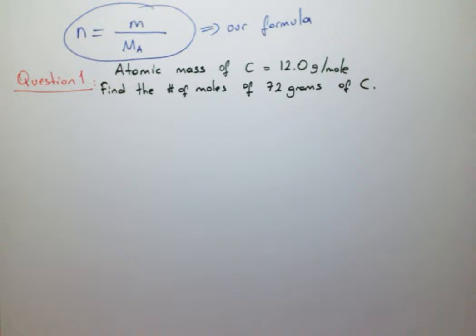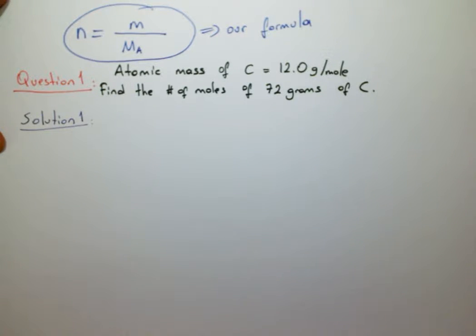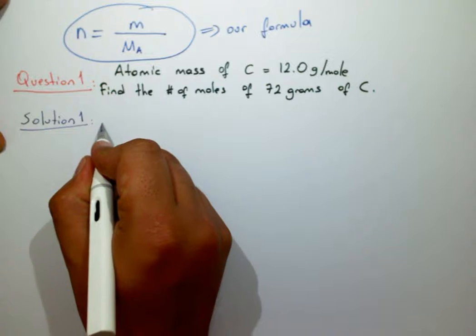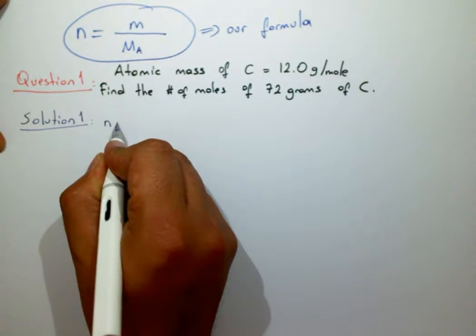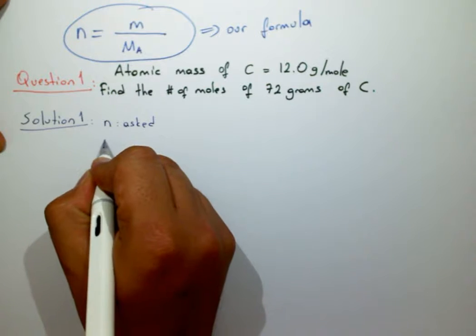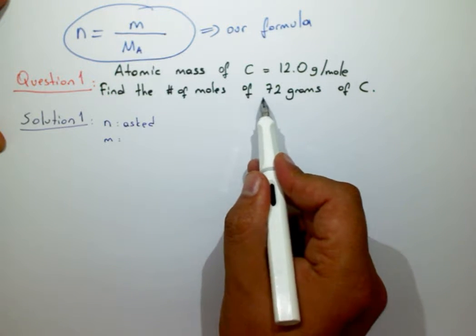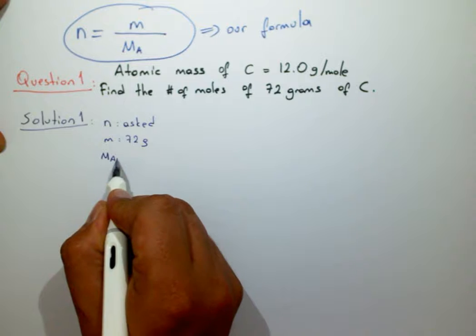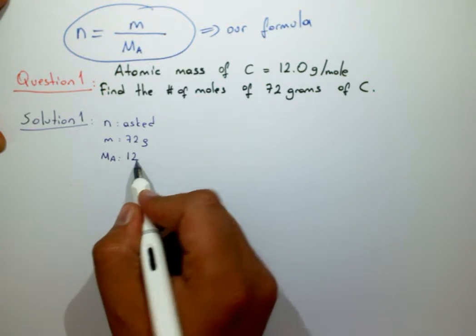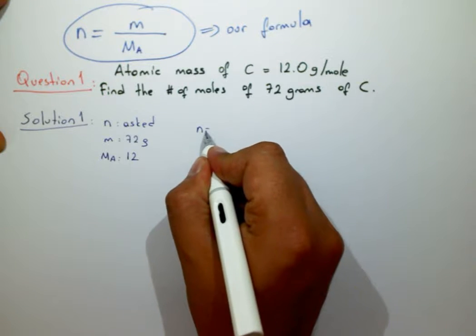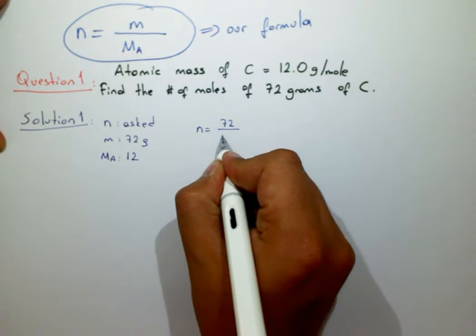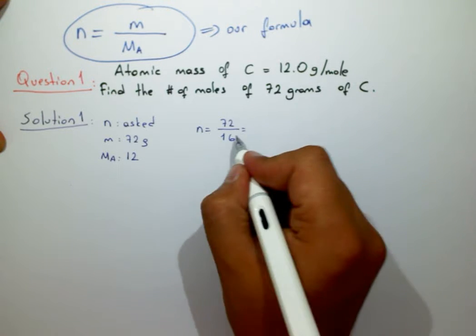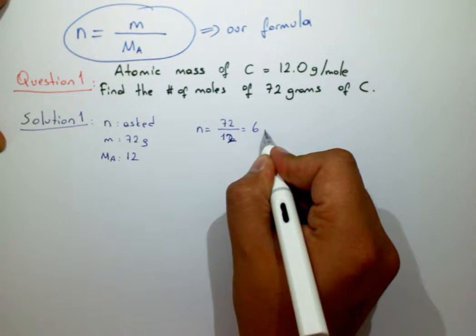The atomic mass of carbon is 12 grams per mole, and we find the number of moles of 72 grams of carbon. What we do here is to identify these letters. n is the number of moles, and it is asked. m is the mass, the actual mass, it is 72 grams, and the atomic mass of carbon is 12. So we use the formula. n is equal to 72 over 12, and it is 6 moles.